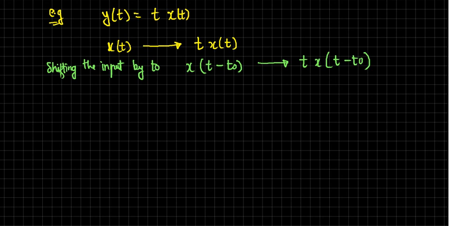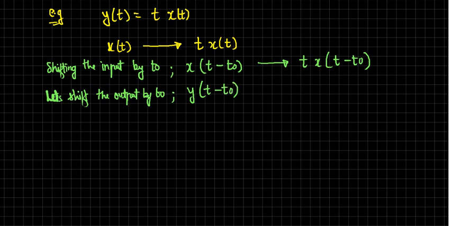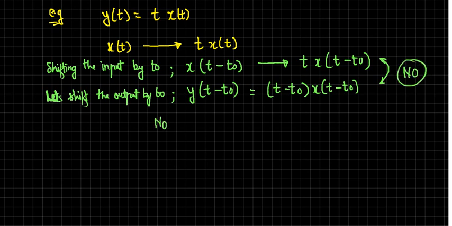So let's shift the output by t naught, the same amount. If y gets shifted to t minus t naught, what is this? The variable itself is getting changed, right? So every t is getting replaced by t minus t naught. So what it will be? t minus t naught into x of t minus t naught. Are they the same? No. That's why this system is not time invariant. Not time invariant.